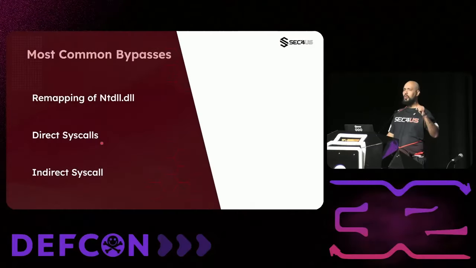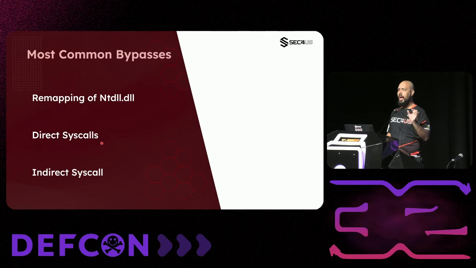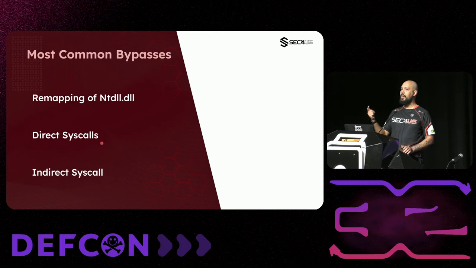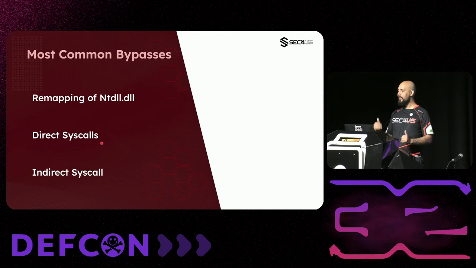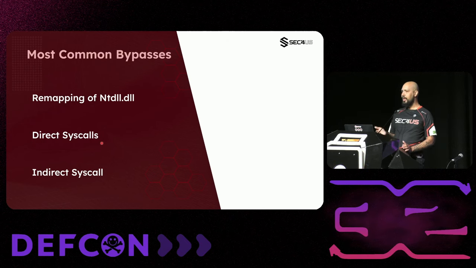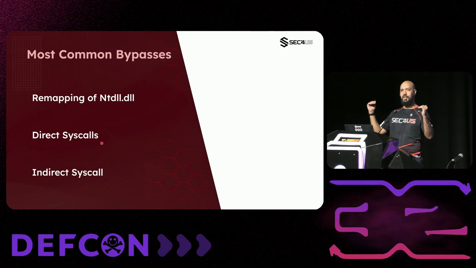Indirect syscall is similar to direct syscall, but instead of doing the system call instruction inside of my application, I will jump to an address inside of Ntdll that has just the system call instruction. So who will execute Ntdll? So it sounds less malicious. But in this case, the stack trace will be broken because I'm executing directly from my code inside of Ntdll.